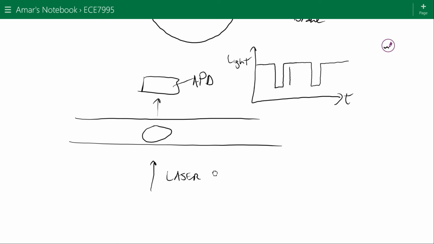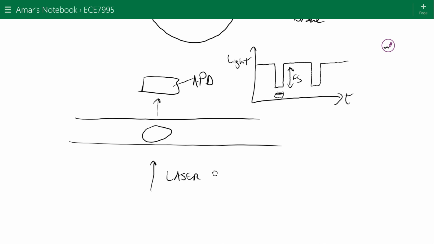So the amplitude of this is monitored. The width of this is monitored. Each pulse represents one cell going by the detector. The amplitude of this would be considered the forward scatter signal.